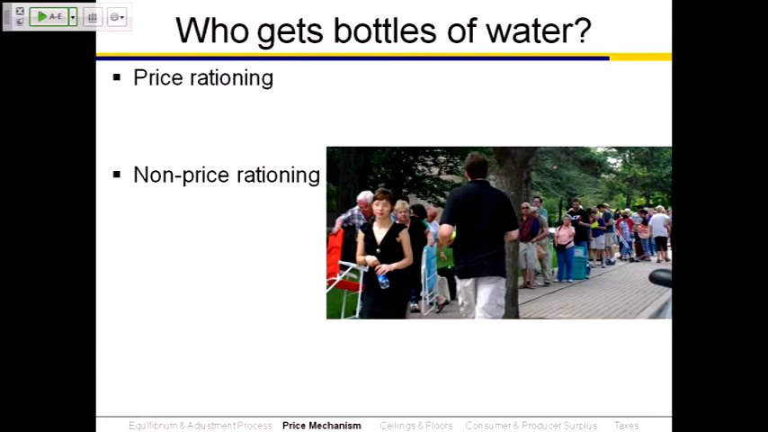Oftentimes we'll have really great speakers who come to campus, and they will give away 2,000 tickets for free to students. Quantity demanded is often much greater than 2,000 at a price of zero. So how do they decide who's going to get those 2,000 tickets? People get in line at Zellerbach. Back in the day when Bill Clinton came to Berkeley and they were giving away 2,000 tickets, people went down there with their sleeping bags and their pillows a good 24 hours before the ticket giveaway started. Queuing is a non-price rationing mechanism.